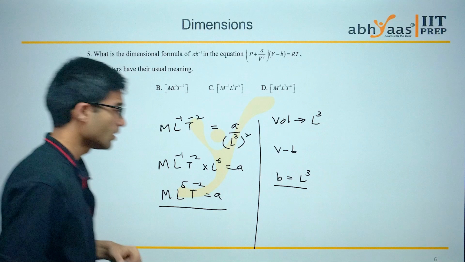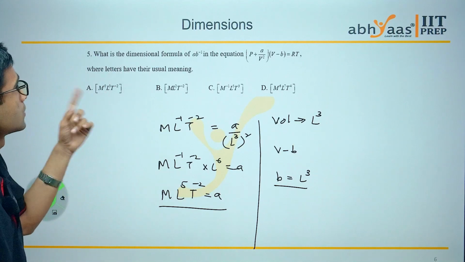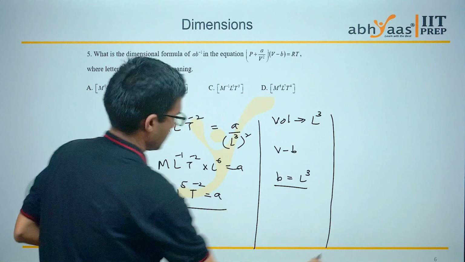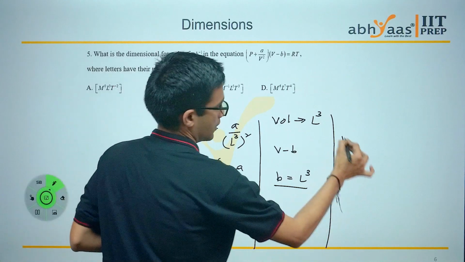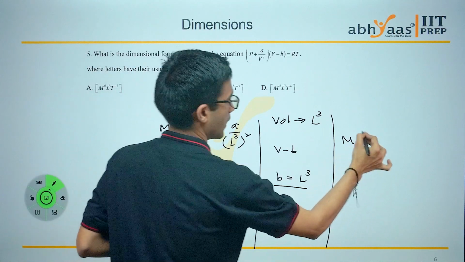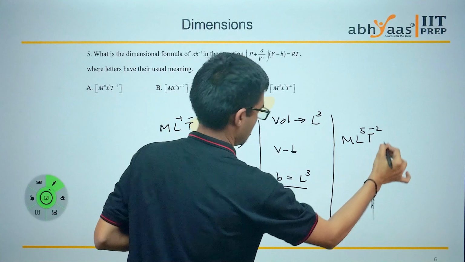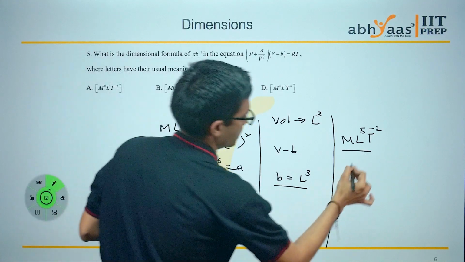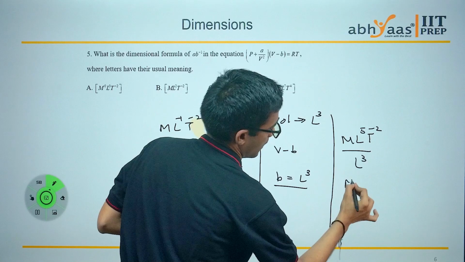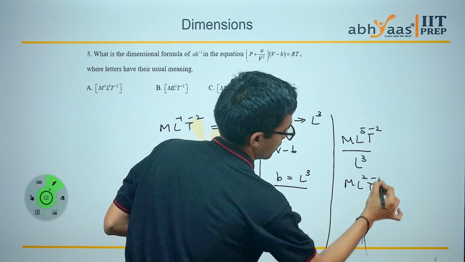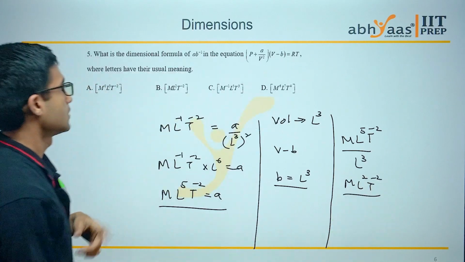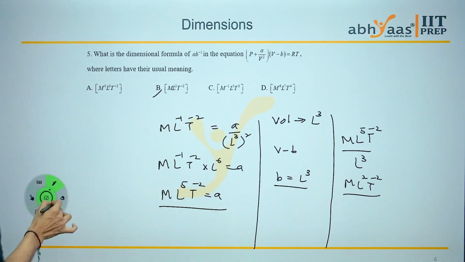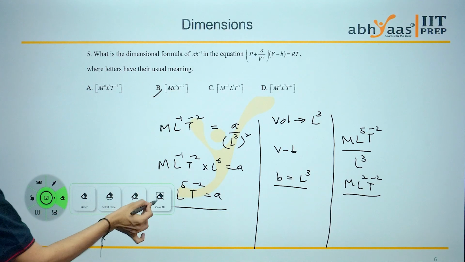Understood? Now what is the question? A B power minus 1. So A B power minus 1 means A is this one, M L power 5 T power minus 2, B power minus 1 means divided by B. So M L square T power minus 2. So where is that? Okay, it is the B option. So clear all.